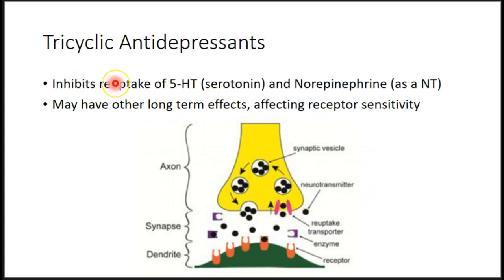You're going to see another drug class that specifically inhibits reuptake of serotonin and norepinephrine. Tricyclic antidepressants may have other long-term effects. Changes to these receptors right here is what is suspected. Unfortunately, even though we've had tricyclics for a very long time, we do not understand what that mechanism is or what it is specifically.